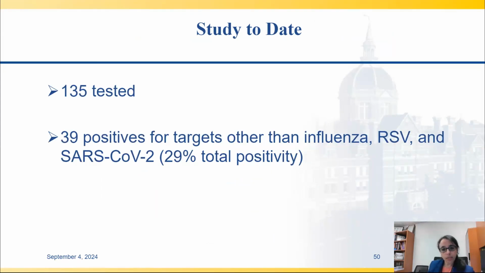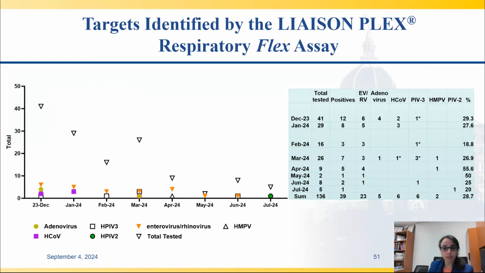So in the study to date, we have tested 135 specimens from patients with symptoms, and using the extended panel on those samples that were negative for influenza, RSV, and SARS-CoV-2, we made an additional 39 diagnoses. So of those 135, 29% of them had a missed diagnosis because they were not tested for additional targets. I think this is quite consistent with the data that Kaisha presented.